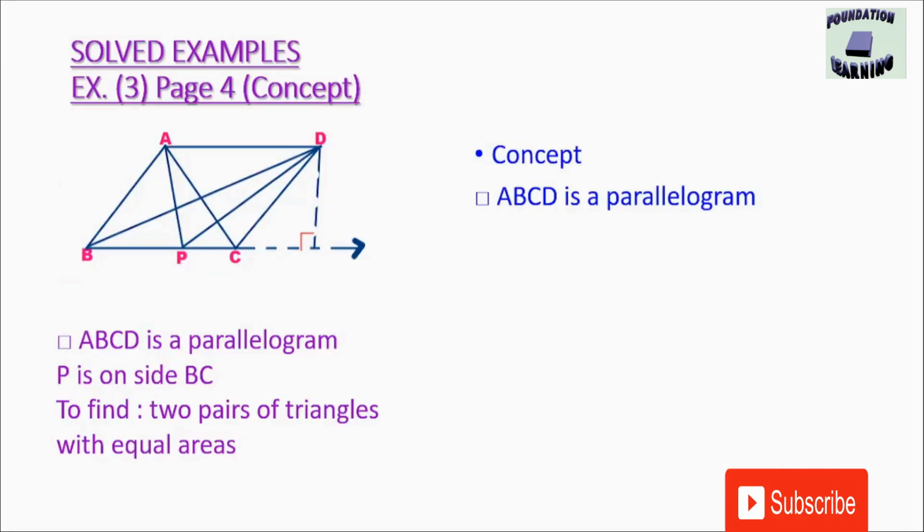Now we'll take the third example, which is there on page number 4. The question given here is: ABCD is a parallelogram and P is on the side BC.